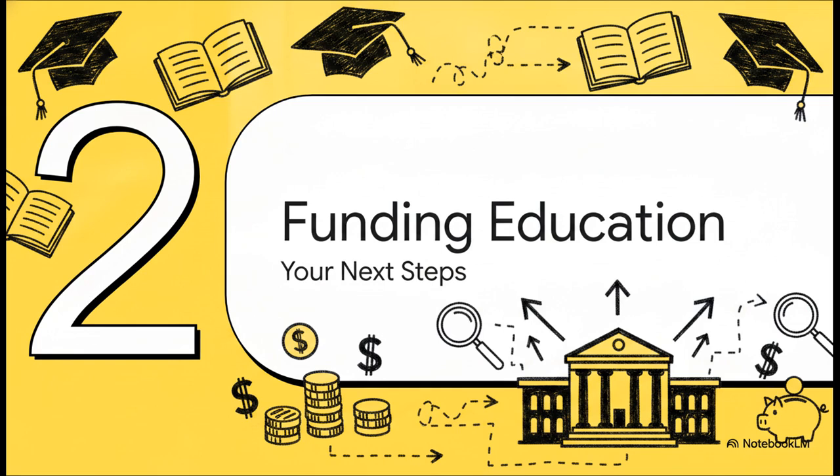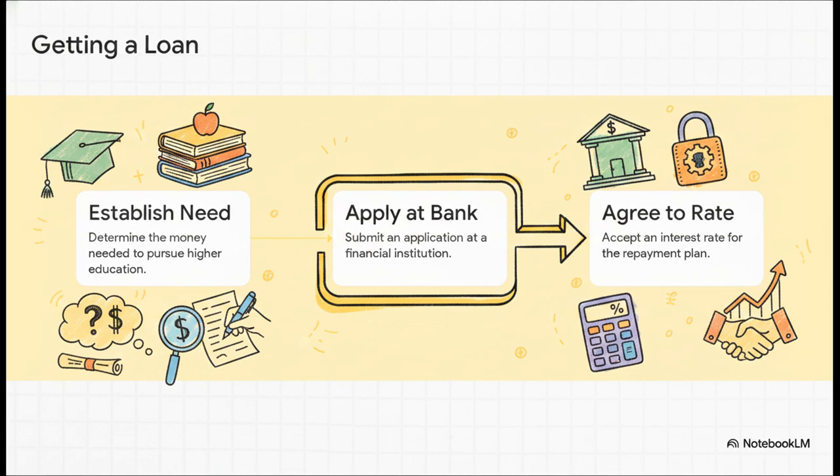Moving on to Section 2, Funding Your Higher Education. Let's look at how this builds into a real-world journey. Our source material outlines a very specific three-step process. Step 1, you realize you need money to pursue higher education. Step 2, you take action. You apply for a loan at a bank or some other financial institution, and you go through their whole review process. But Step 3 is where the heavy lifting actually happens.